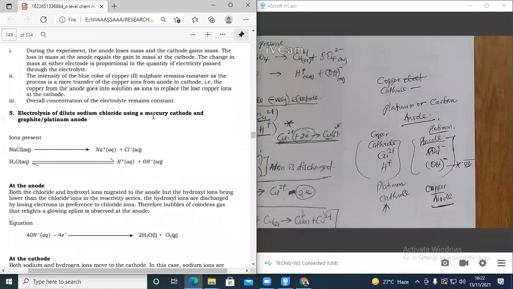Now, even this one of sodium chloride using a mercury cathode and the graphite anode, at the anode, we expect to see normal reactions. At the cathode, that's where we expect to see changes, because this is mercury and sodium, they have that attraction, they make amalgams very fast. So that's what they do there.